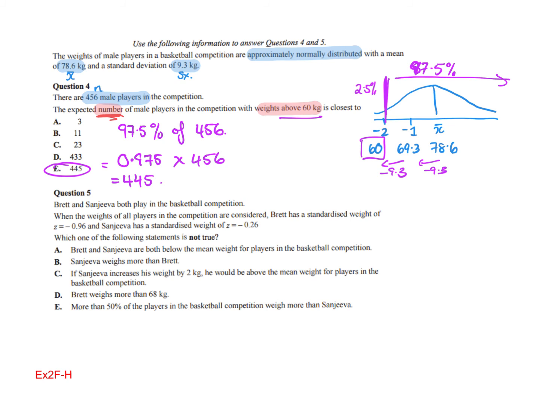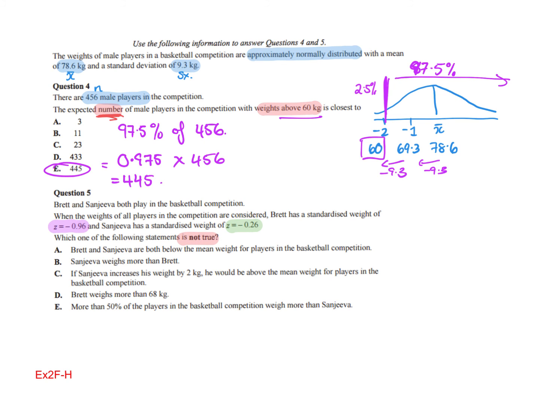This one was very poorly done when it was done in the exam. So Brett and Sanjeeva both play basketball in the basketball competition. When the weights of the players in the competition are considered, Brett has a standardized weight of 0.96 and Sanjeeva has a standardized weight of negative 0.26. So which of the following statements is not true? So we're looking for not true.